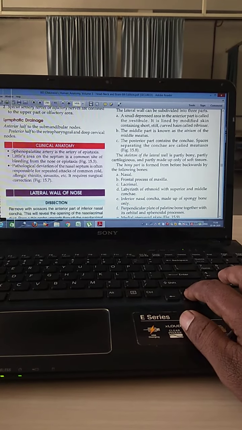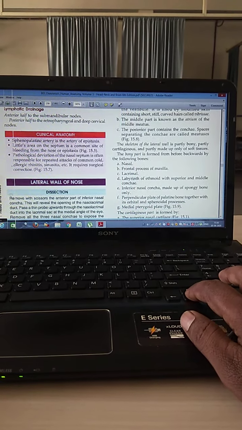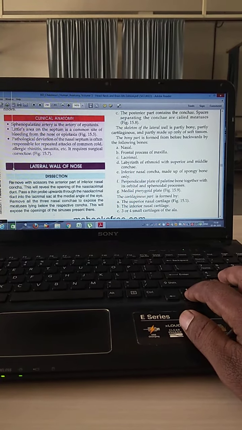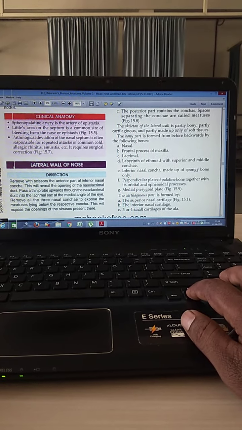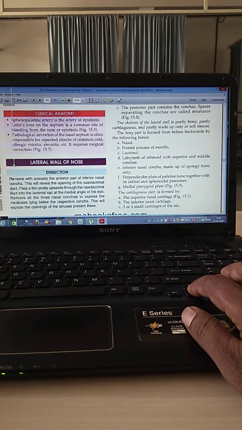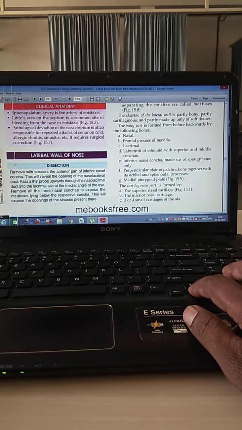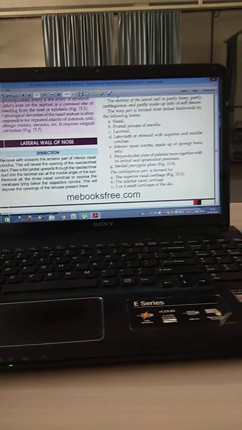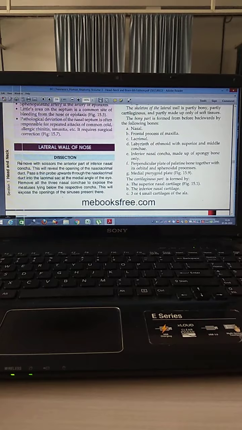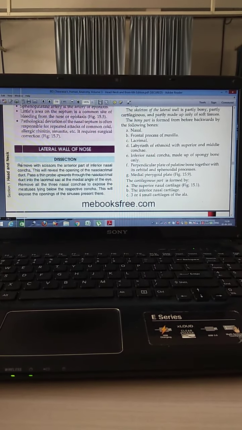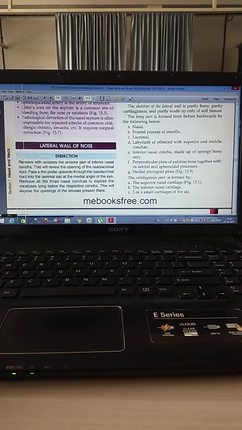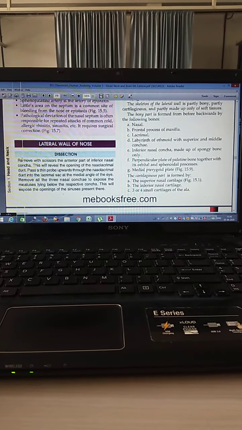The middle part is known as the atrium of the middle meatus. The posterior part contains the conchae. The spaces separating the conchae are called meatuses. The skeleton of the lateral wall is partly bony, partly cartilaginous, and partly made up only of soft tissue, and the bony part is formed by the following bones, passing backwards.